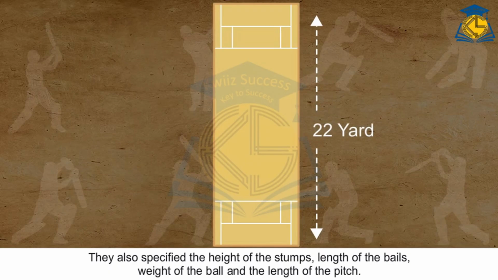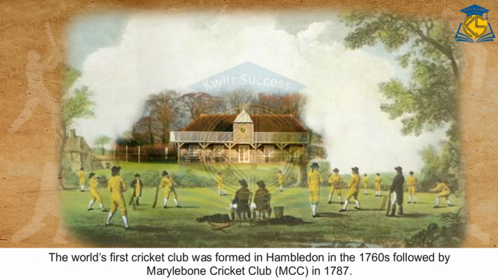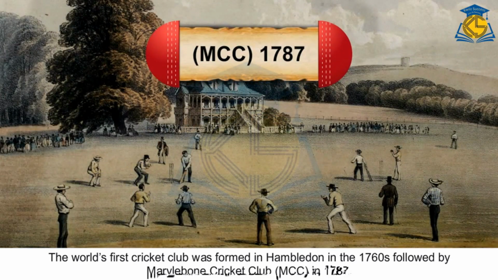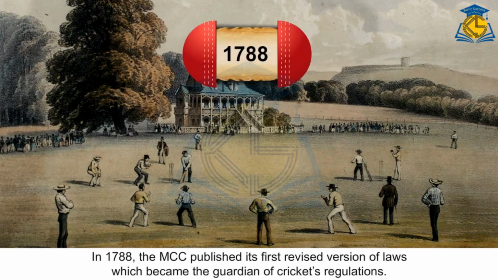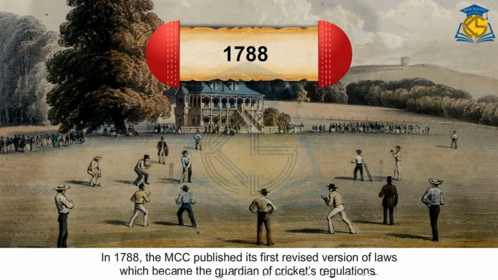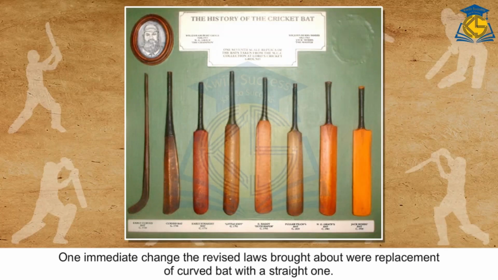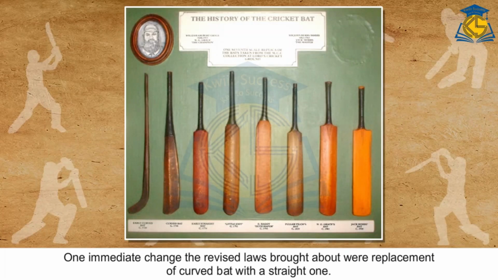length of the pitch. The world's first cricket club was formed in Hambledon in the 1760s, followed by Marylebone Cricket Club, MCC, in 1787. In 1788, the MCC published its first revised version of laws, which became the guardian of cricket's regulations. One immediate change the revised laws brought about was the replacement of the curved bat with a straight one.